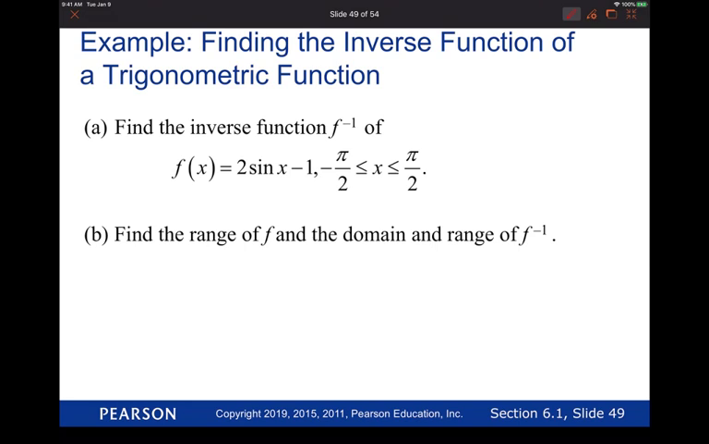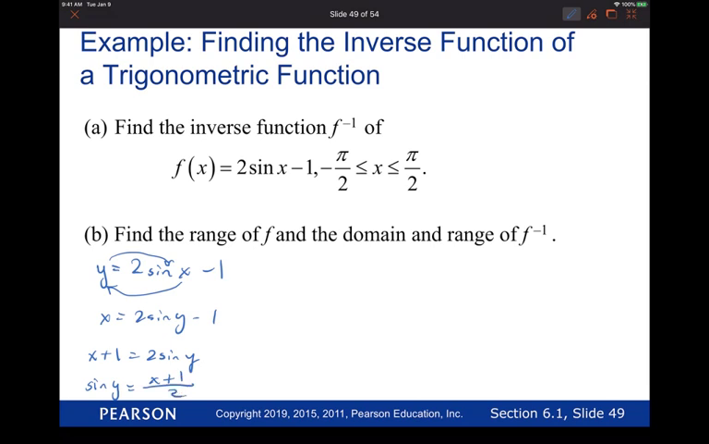Let me think about it. Hopefully I'll get this one. So if we have y equals 2 sine x minus 1, okay, if we switch the x and the y, we're going to get x equals 2 sine y minus 1. If we add 1, we get x plus 1 equals 2 sine y. So then we get sine of y equals x plus 1 over 2. So then f inverse is going to be inverse sine of x plus 1 over 2.